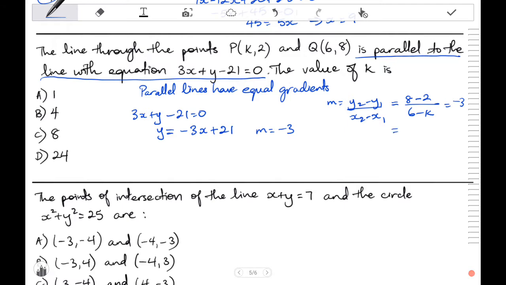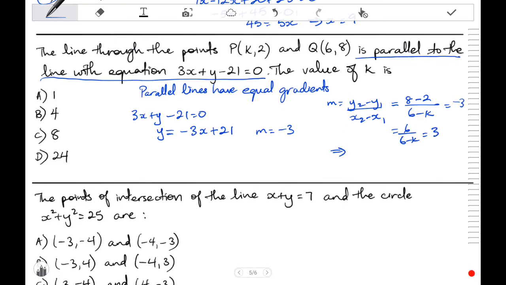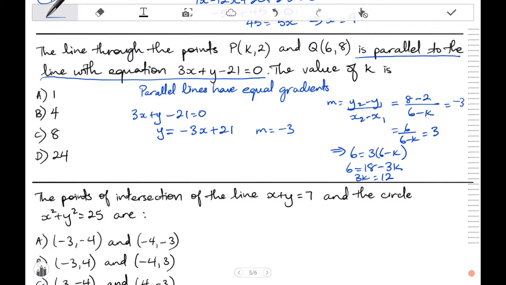So this is 6 over 6 minus k is equal to 3 in magnitude, which implies that, so we cross multiply, this is equal to 3 times (6 minus k). 6 is equal to 18 minus 3k. 3k is equal to 18 minus 6, which is 12. Implies that k is equal to 4. That's P.